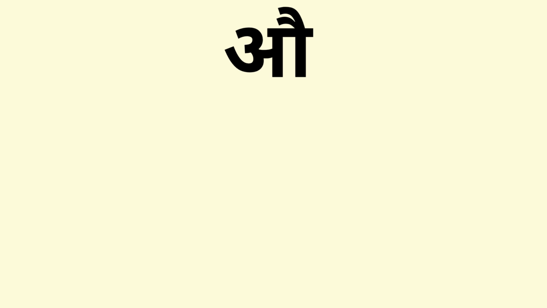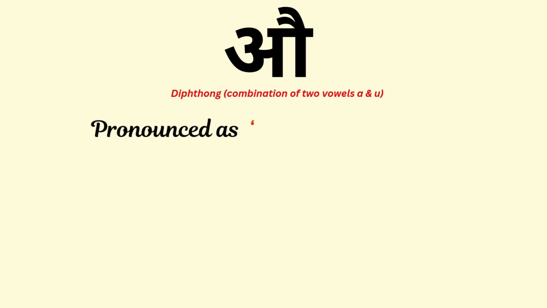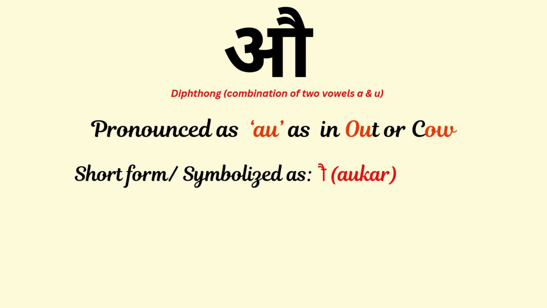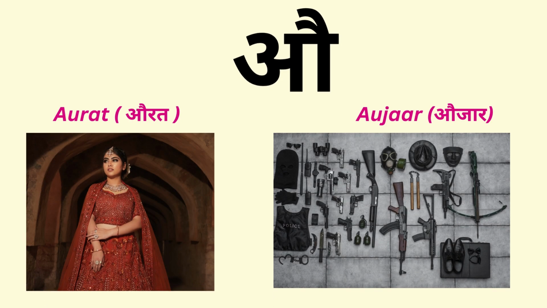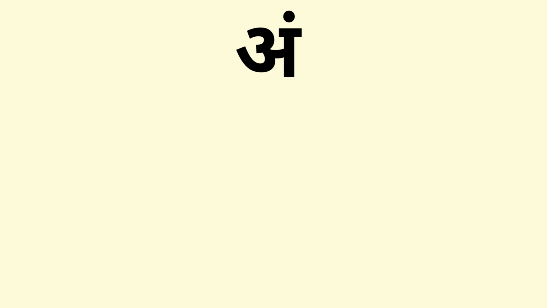Then we come to Au. Au is pronounced as the OU in the word out or cow. It's a diphthong again and is represented by the symbol which is written after the consonant whose sound it affects. For example, kau and mau. Words starting with Au are aurat, that's a woman, and aujar, that are instruments or weapons.